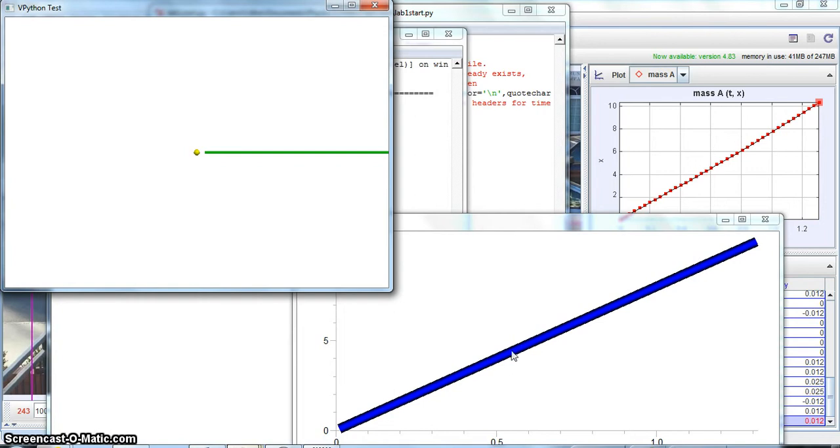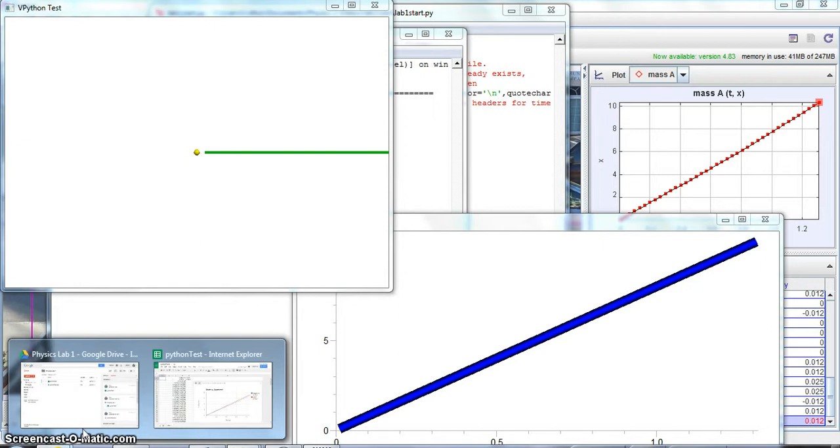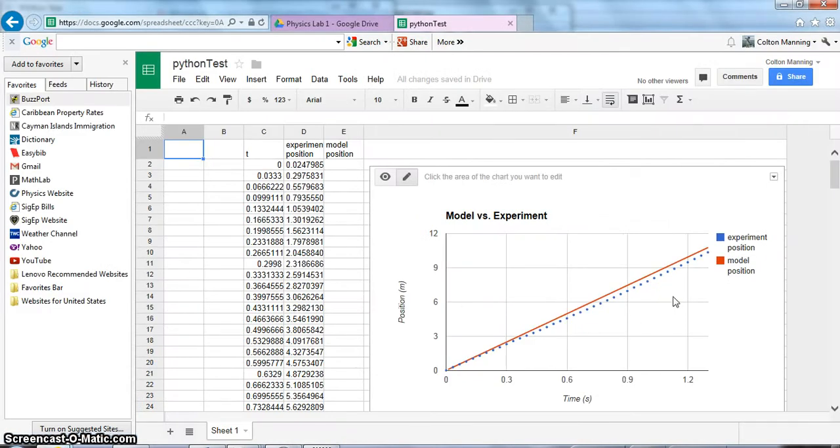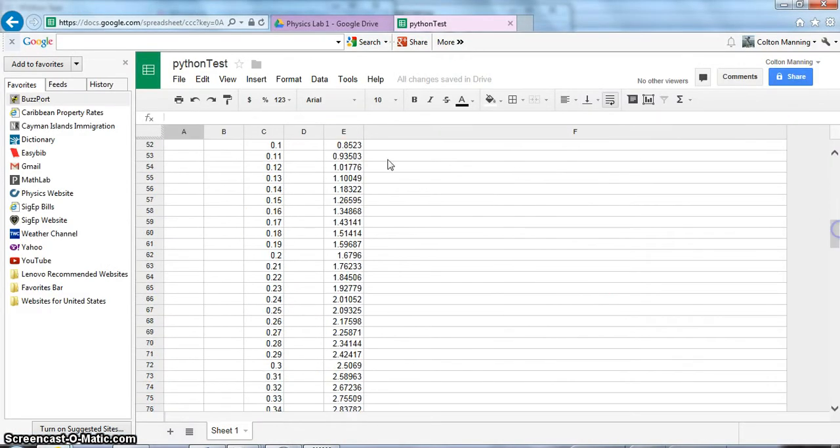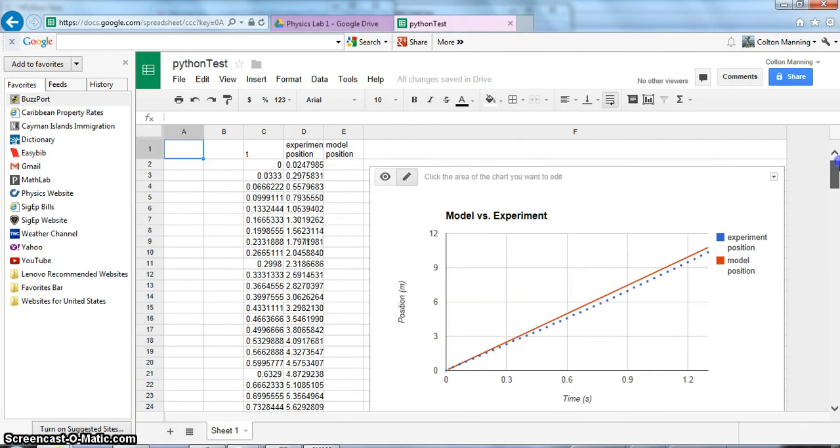But to make sure that our model and our experiment data are equal, we had to compare the two by plotting them. As we plot them, the experimental position versus the model position over here, we see that they're not quite identical. The experiment position, which is of the car, versus the model position, which is VPython, is a little different. The experiment position was a little bit slower, so it didn't technically move at constant velocity.